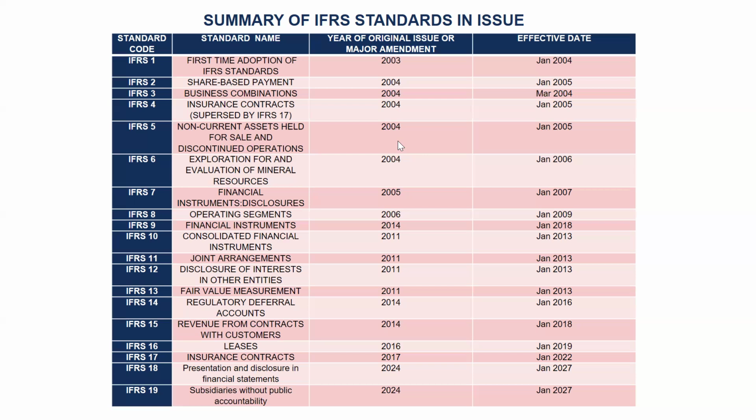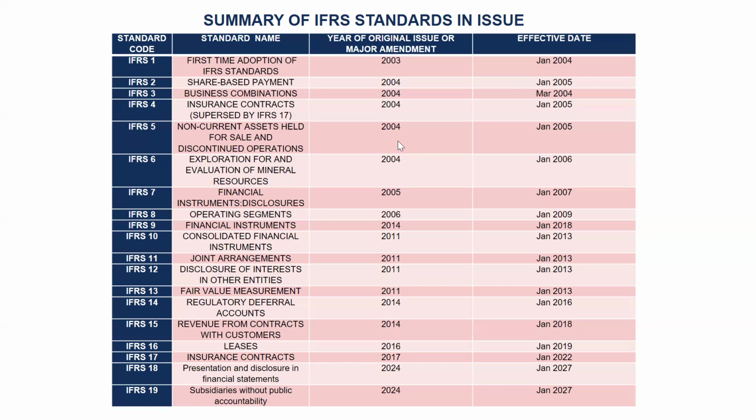IFRS 10 deals with consolidated financial statements, and this is the standard that guides on how to go about preparing the consolidation schedule, what needs to be eliminated in terms of the intercompany transactions, and then also provides some light on what are those entities that may be, we can call them investment entities, and therefore may not need to consolidate their financial statements. The standard was issued in 2011 and was effective from January 2013. Sorry for the name of the standard. It's consolidated financial statements, not financial instruments.